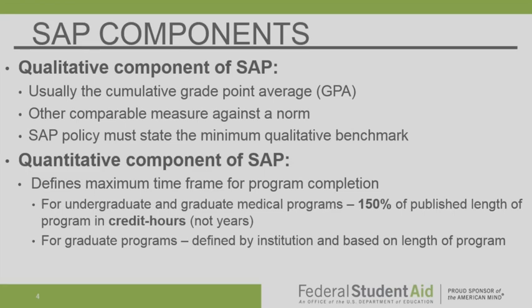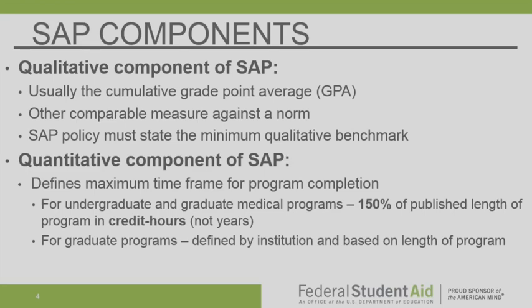Multiply that by 150%. That's 180 credits. This is a typical undergraduate discussion, by the way. So 180 credits is the maximum number that the student can take and still receive financial aid. That's the maximum time frame.